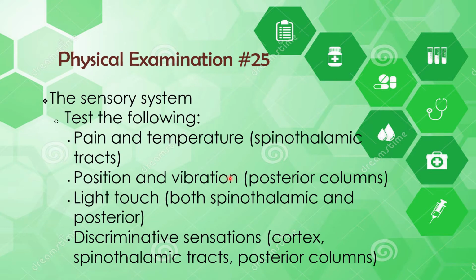Now moving on to the physical examination of the sensory system, you have to test the following. Pain and temperature for the spinothalamic tracts, position and vibration for the posterior columns, light touch for both the spinothalamic and posterior columns, and discriminative sensations to check for the cortex, spinothalamic tracts, and the posterior column.